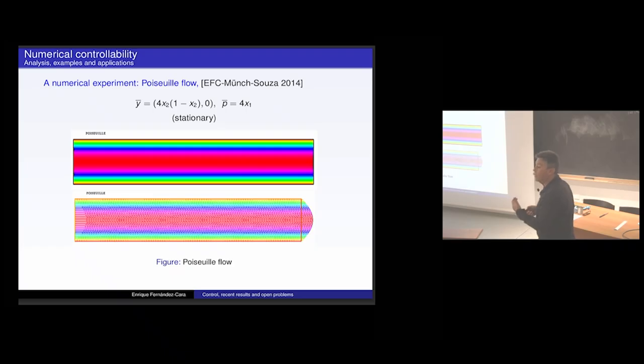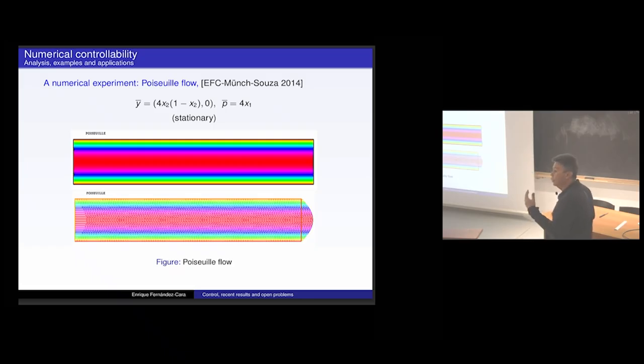I'm going to show the results of an experiment in which we try to control exactly to what is called the Poiseuille flow. The Poiseuille flow is given by these values of y and p, the velocity field and the pressure. It is a stationary solution of the equation, and it is very well known. These are the iso-values of the first component, and this is the velocity field.